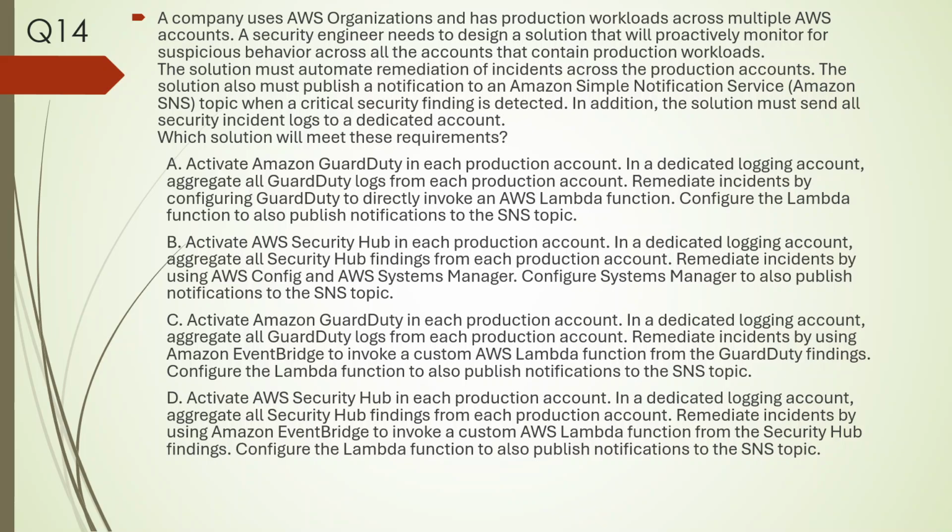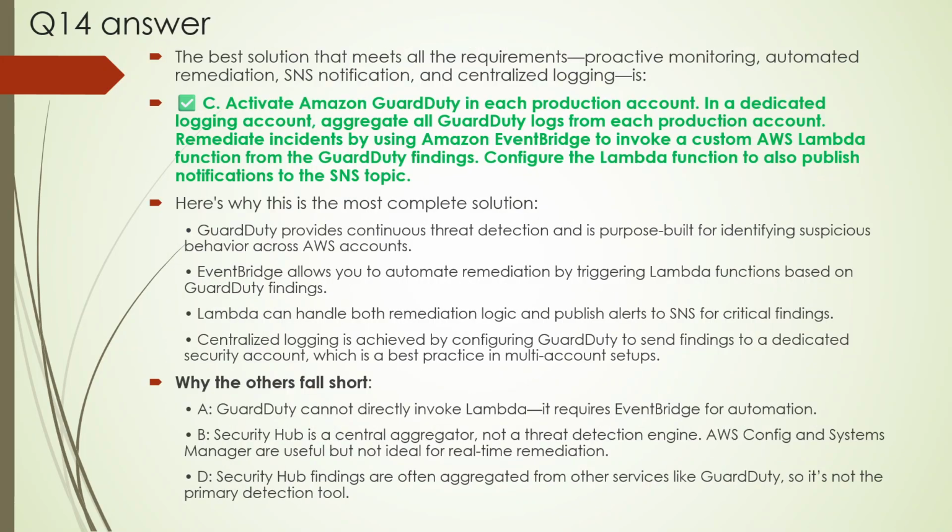Is it Security Hub or GuardDuty? It's GuardDuty. So we know from the previous question that we are going to use an SNS, and what can trigger Lambda is, let's not make it long, EventBridge, so letter C is the correct answer.